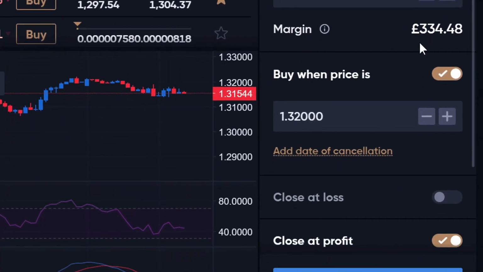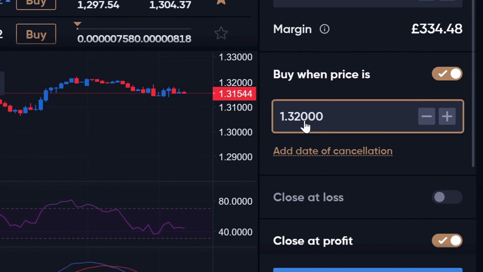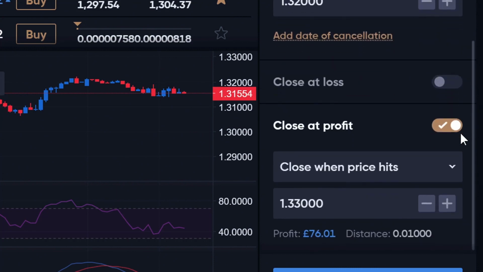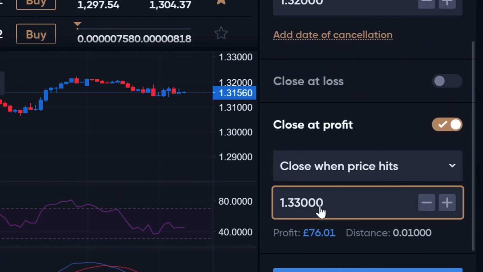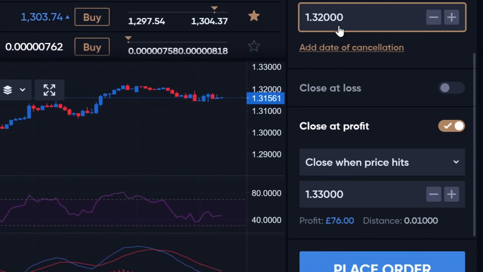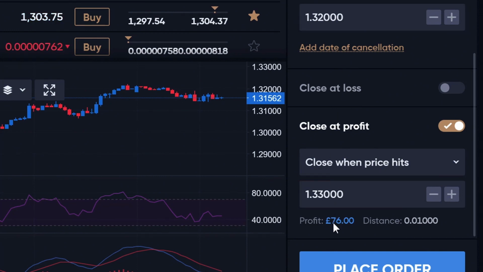So what I've put in here, buy when the price is 132, and then just to scroll down, close when the price hits 133. So you can see it shows my profit. If I bought at 132, £10,000 GBP/USD, and closed when the price hit 133, in this example a 100-point move in my favor for 10,000 GBP/USD would deliver a profit of £76. So you can see it down there.